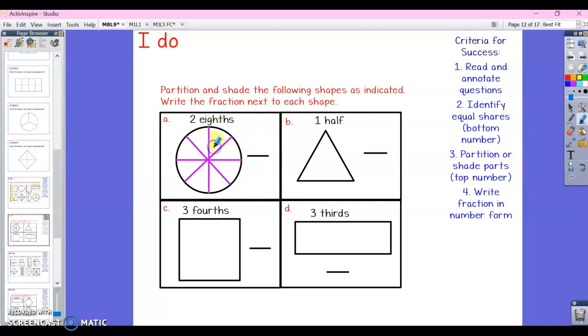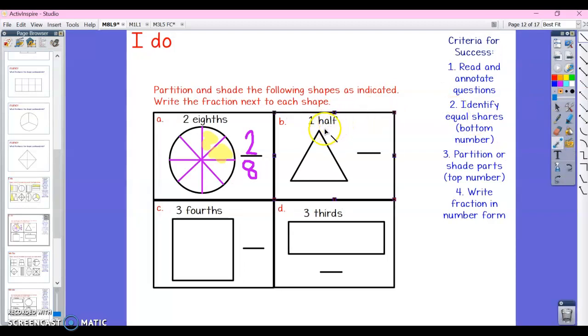1, 2. Now I need to write the fraction. I know that my numerator, my top number, is the number of shaded pieces, and my denominator, the bottom number, is the total. So I have a total of 8 pieces. Next, let's try 1/2. I know that the word half means 2, so I'm going to split my triangle right down the middle to make 2 equal pieces. Then I'm going to shade 1/2.